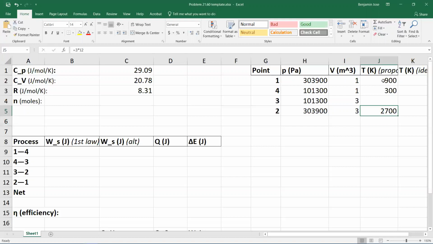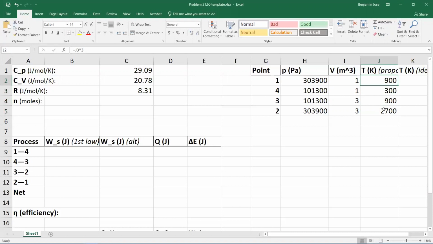There's our 2700. And now going from here to here, see that from state 2, which is top right, to state 3, which is bottom right, that's when we dropped the pressure by a factor of 3 without changing the volume. That would require cutting the temperature down by a factor of 3. So we went from 2700 back down to 1/3 of that.